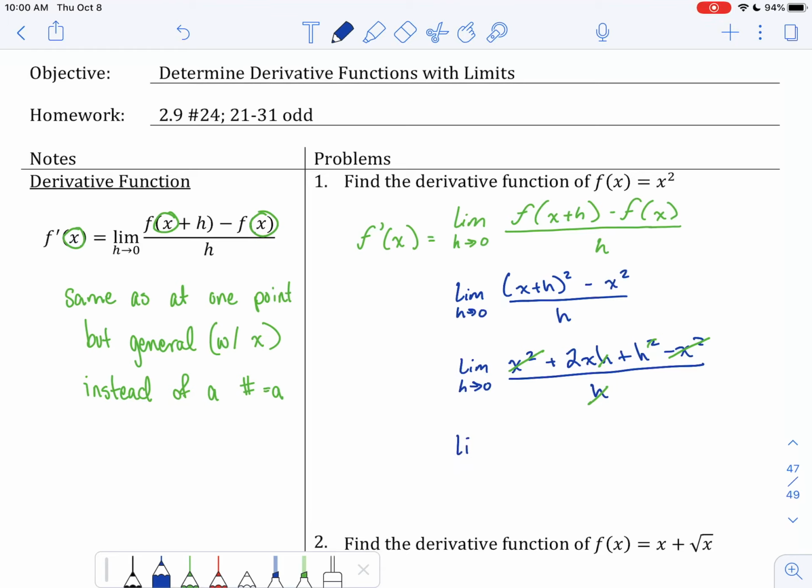Now we have a limit as h approaches 0 of 2x plus h. Now here's where we're going to be a little sneaky. This says that h is going to 0. So that means we're going to plug that in for h like we normally would. It doesn't say anything about x, so just leave x the way it is. We're only plugging in for h. So this becomes 2x plus 0. And we're left with f prime, the derivative, is 2x.